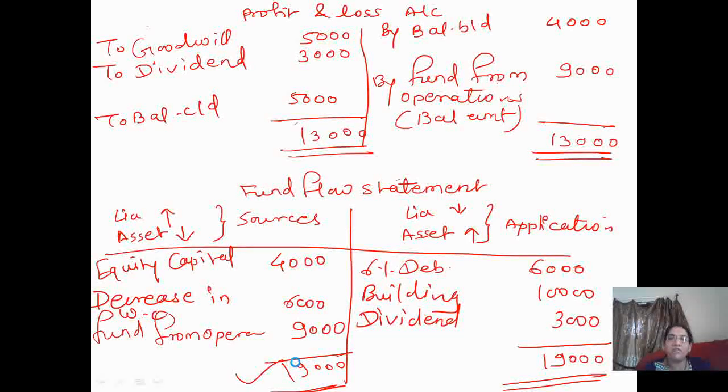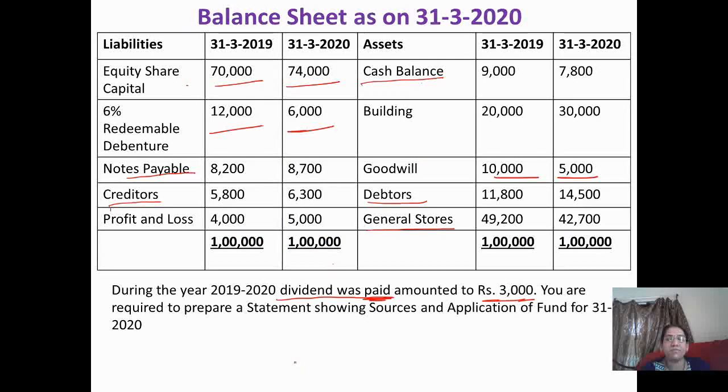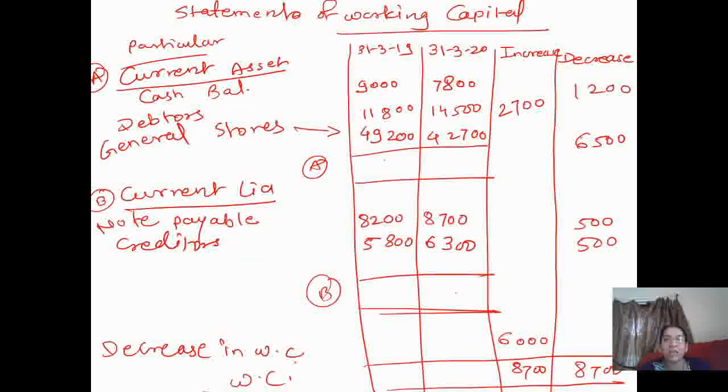Okay, again, I will revise. In the fund flow statement, we have to prepare the working capital statement. All the current assets and all the current liabilities we have to transfer to the working capital statement. The rule of working capital is: current asset increase, working capital also increases. Current asset decrease, working capital decreases. Current liability increase, working capital decreases. Current liability decrease, working capital increases. And here we have to find out the increase and decrease columns. The column which is greater, that word we have to write under the particular column. Here the decrease column was greater, so we have written decrease here.